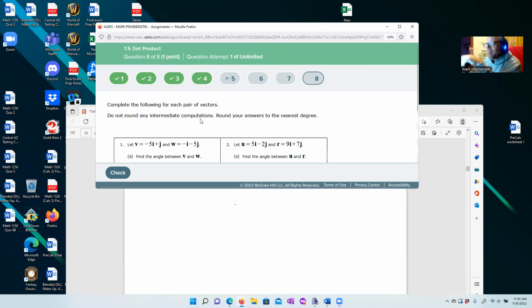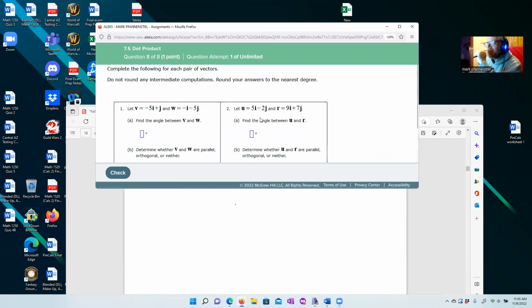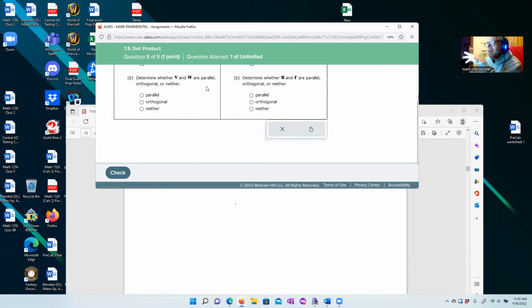So we are wrapping up our discussion of dot products here. For each pair of vectors, they want to know what the angle between the two vectors is. In this case, they really want to know if they're parallel, orthogonal, meaning there's a 90-degree angle, or neither. If they're parallel, the cosine is going to be equal to 1 or negative 1.